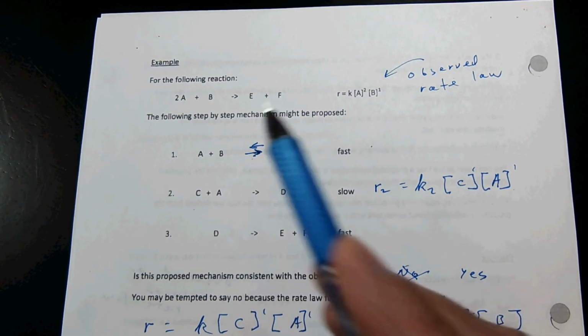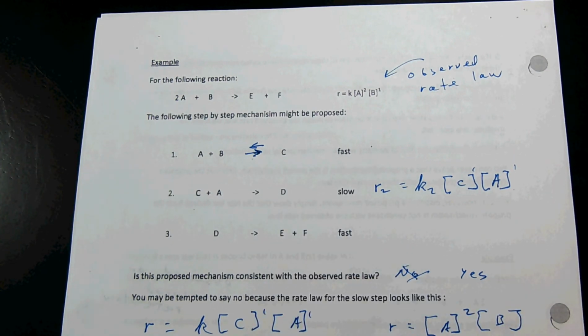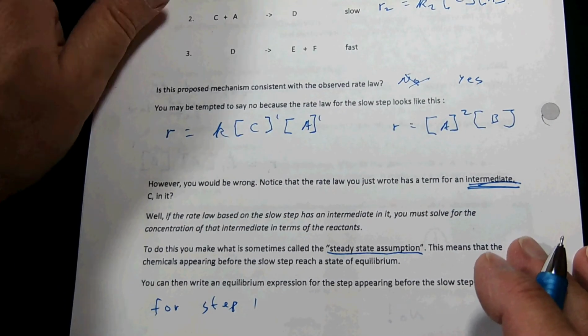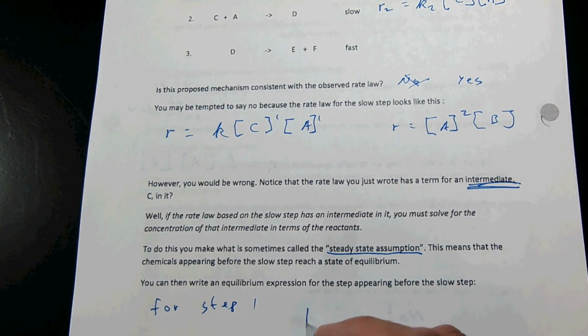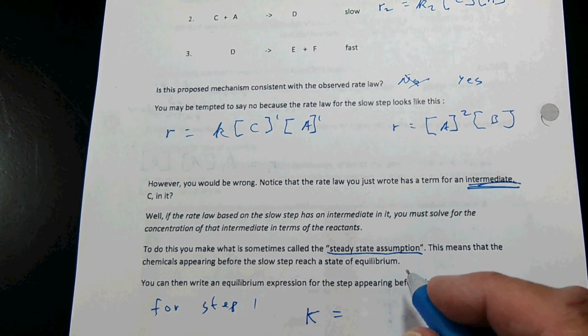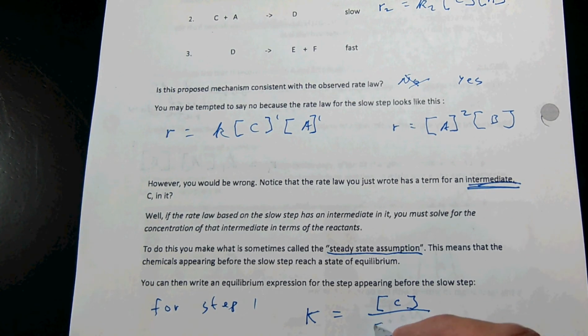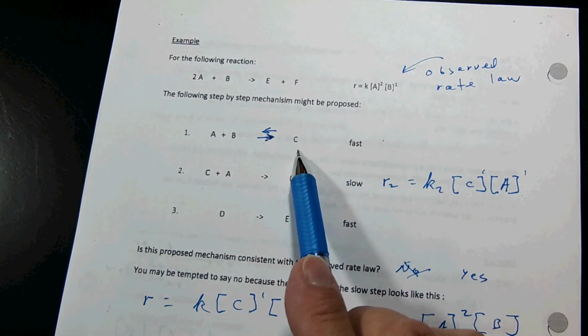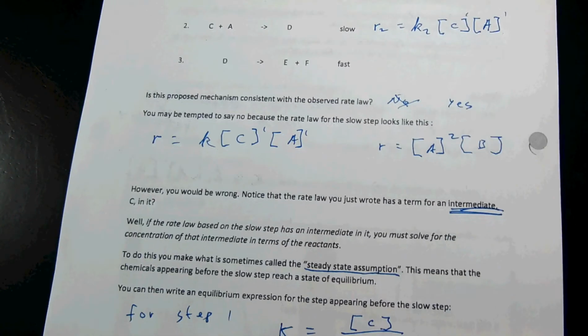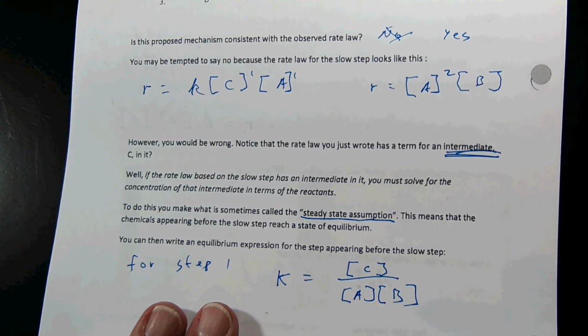So for this first step here, for that very first step, for step 1, you can write an equilibrium expression. So for step 1, you can say the equilibrium constant K is equal to the concentration of C all over the concentration of A and the concentration of B. So again, I'm just taking the concentration of this over this. And I can write an equilibrium expression because anything that takes place before the slow step reaches equilibrium.